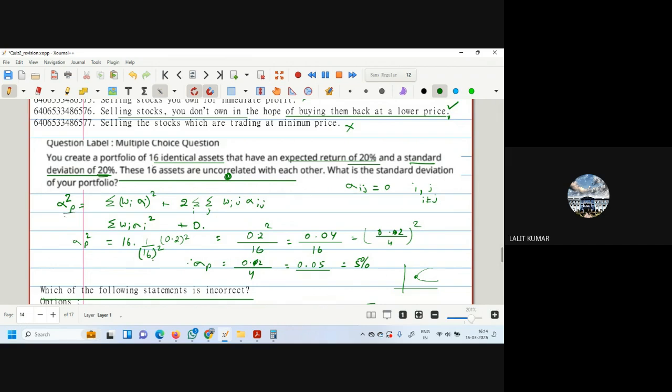So we put the same formula, sigma square p is equal to the sum of wi square sigma i square for all i plus 2 times the sum of wi wj sigma ij. So this entire cross term becomes 0. So this becomes the summation of wi square sigma i square. So we have 16 assets, weights become 1 by 16, squared, into 0.2 square. So this is 0.2 square by 16 and the answer we get is 5%, 0.05. Is this okay with everyone? Yeah, got it. Okay.